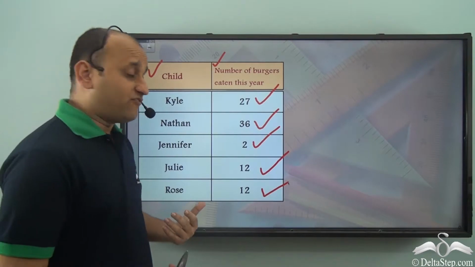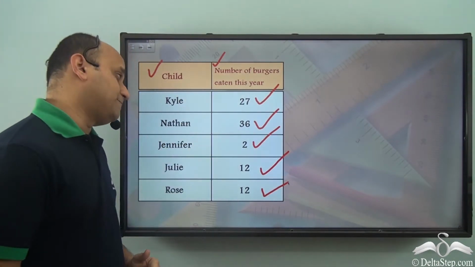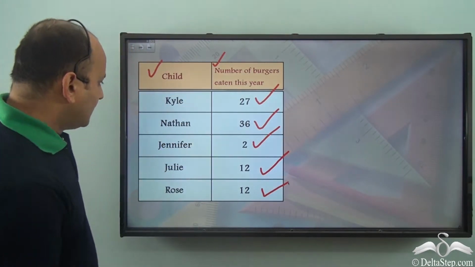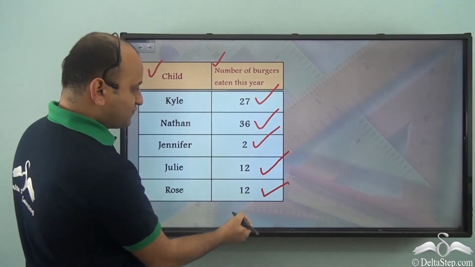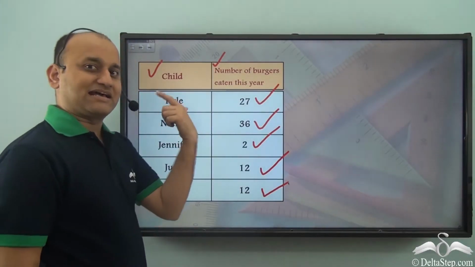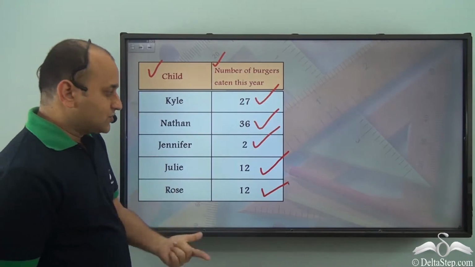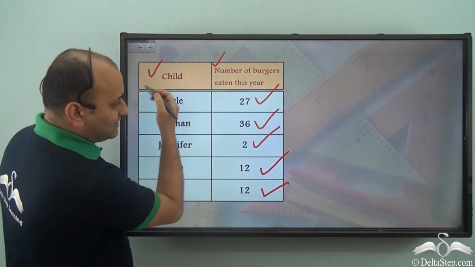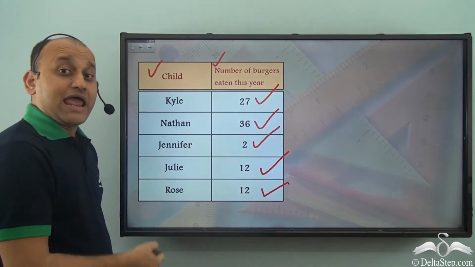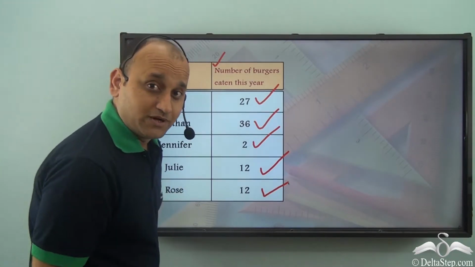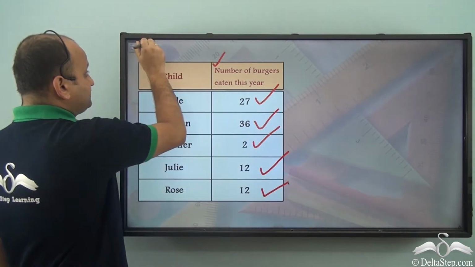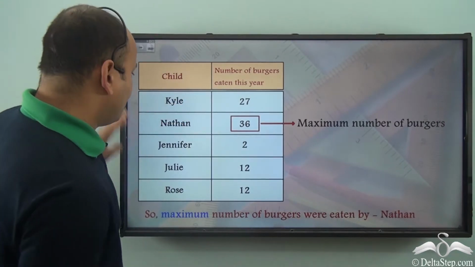So what type of information can we extract from this data? Well, let's see. We have a lot of numbers, so we can definitely find the maximum and minimum. So we can find out who ate the maximum burgers and who ate the least burgers. So let's find out. So in this list, what do we have?